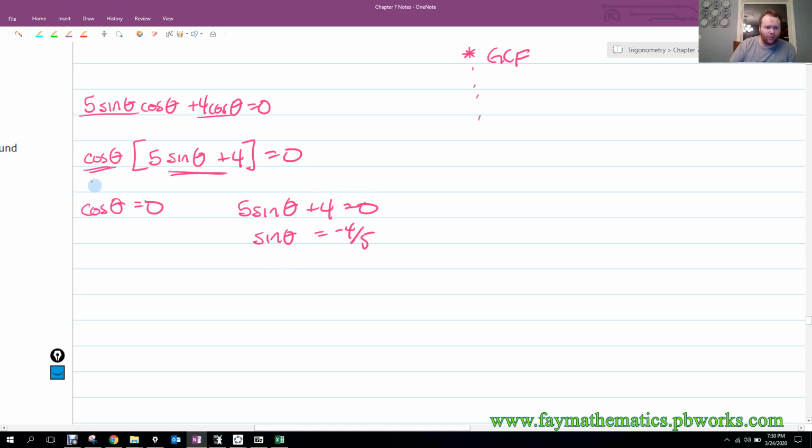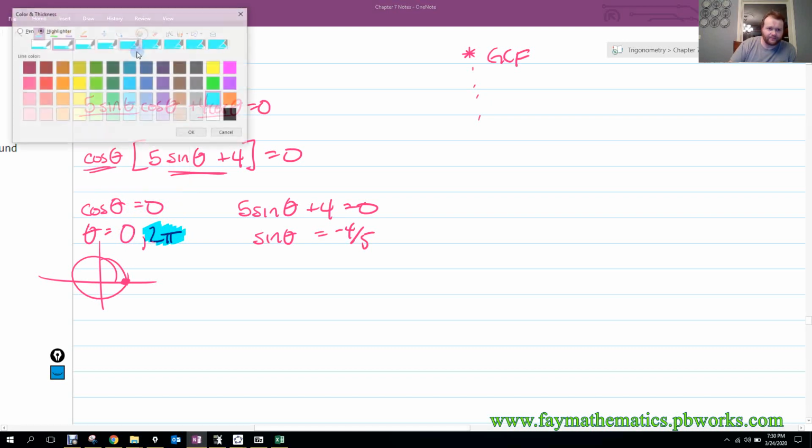And then we've got to ask, okay, when is cosine theta equal to 0? Well, the unit circle says cosine theta is equal to 0 right there. That's when the x value is 0. That's at 0 radians. So theta is equal to 0 radians. It also comes back to 2 pi. 2 pi is also going to give me 0 as a result here. I'm going to highlight that because I want to talk about it in a little bit.